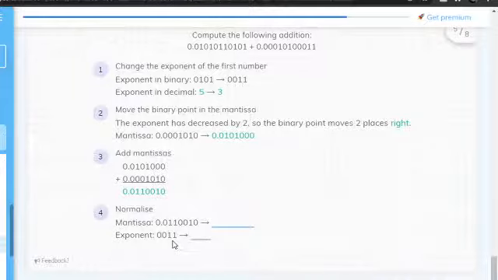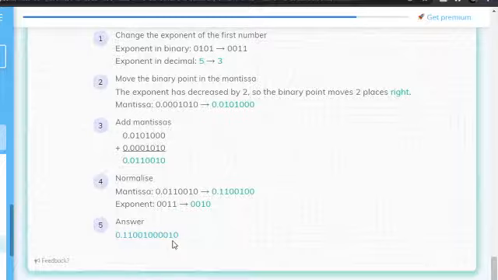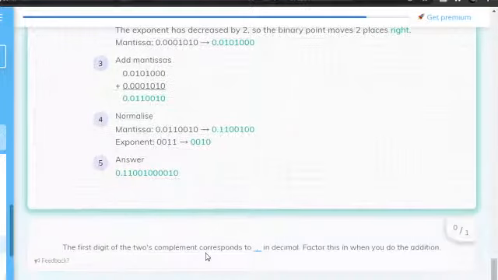Normalize this now. Oh, let me guess, you go right again, don't you? Yeah, why wouldn't you go right? And the answer would be simple. The first digit of 2's complement corresponds to the sign. Factor this in when you do the addition.